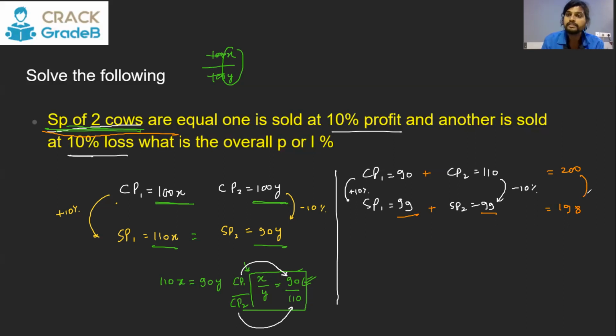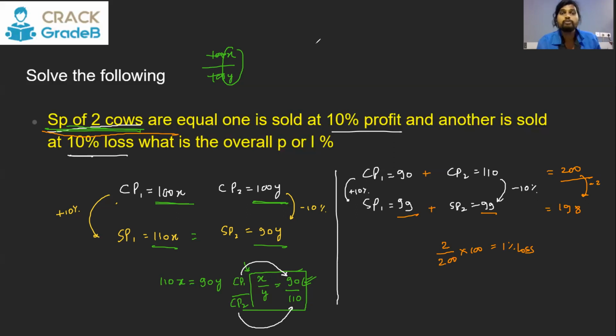So 200 worth of stuff. If you are selling for 198, there is a loss of 2 on 200. And that means there is a loss upon cost price in 200. That is 1% loss.